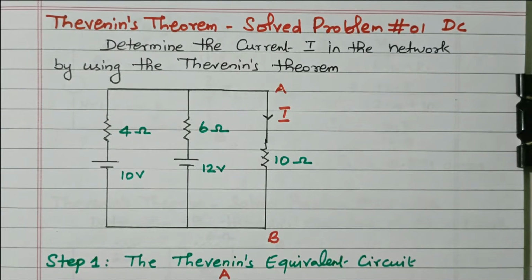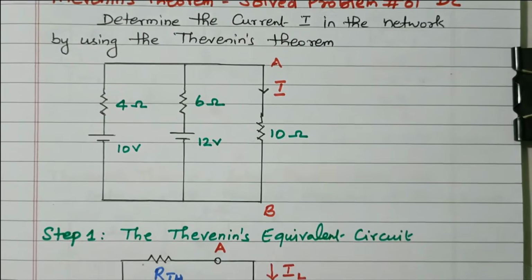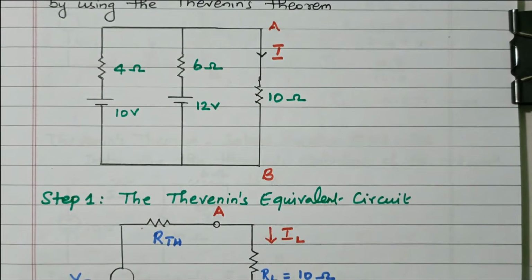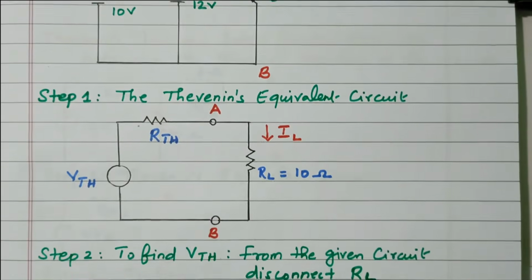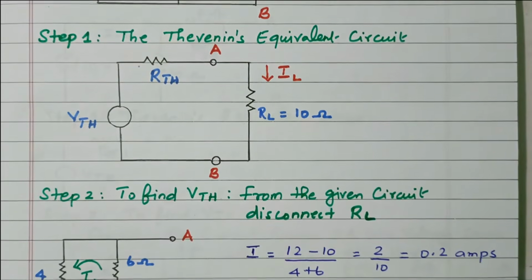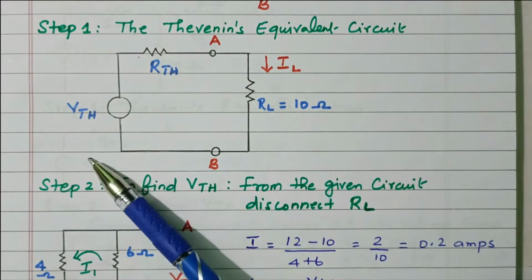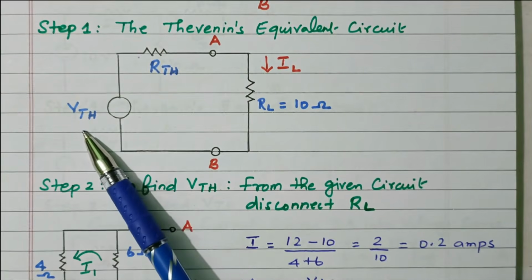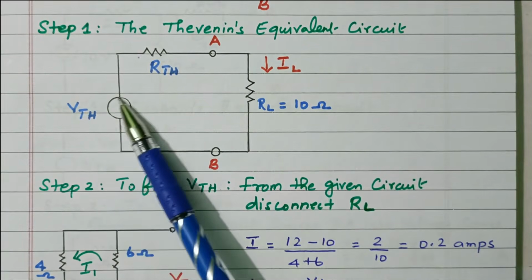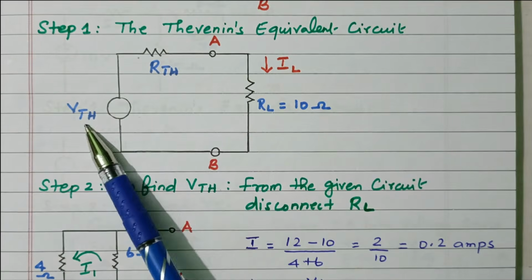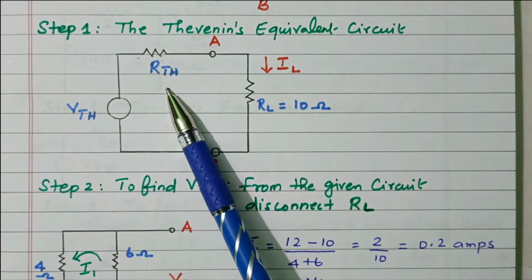So step 1 is we need to convert this complicated circuit into the Thevenin equivalent circuit. What is the Thevenin equivalent circuit? The Thevenin equivalent circuit is nothing but the complicated circuit converted into V Thevenin connected in series with the R Thevenin. A voltage source connected in series with a resistance.